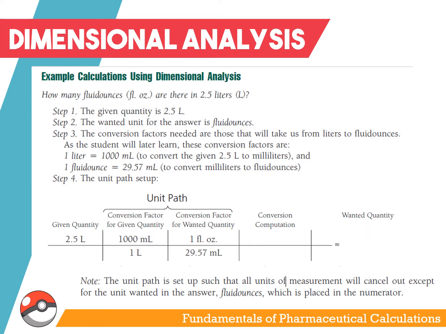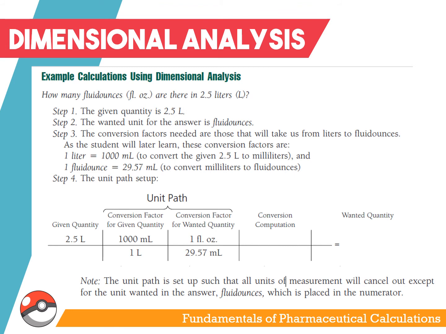Okay, so here is an example. How many fluid ounces are there in 2.5 liters? So the first step is to identify the given. So we have 2.5 liters. Again, the unit is important. 2.5 liters. Next, we identify the required unit. So the required unit is fluid ounces. So we convert 2.5 liters to fluid ounces.